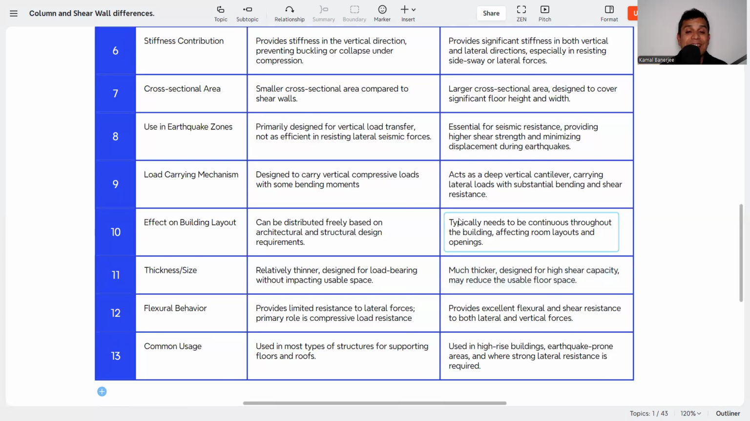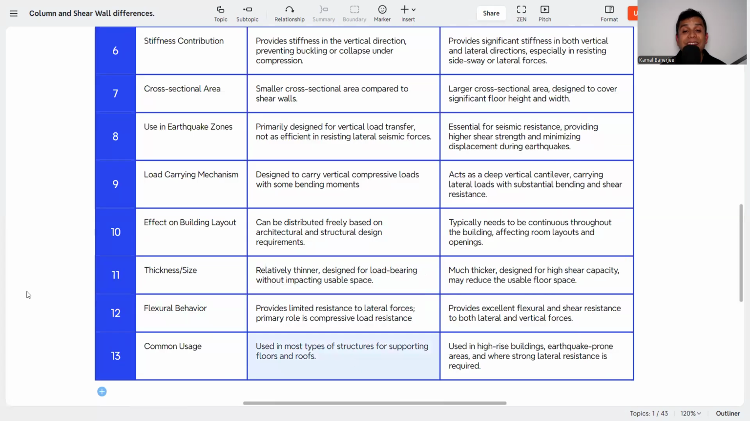And what is the thickness and size? Already discussed: the column is relatively thinner, designed for load bearing without impacting usable space. But sometimes in industrial buildings, the column size is also larger. Compared to that, the shear wall is much thicker, designed for high shear capacity, and may reduce the usable floor space. And what is the flexure behavior?